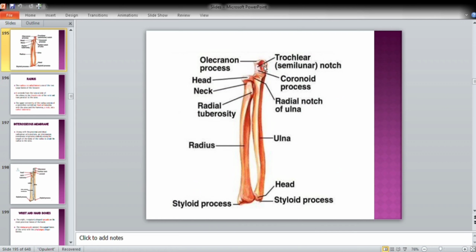This is the olecranon process here. This is the trochlea. It is also known as the semilunar notch. This is the coronoid process, the head, the neck. This is the radial tuberosity.